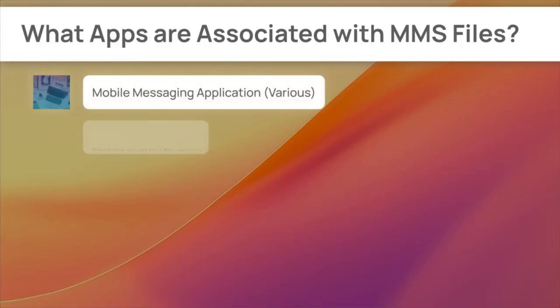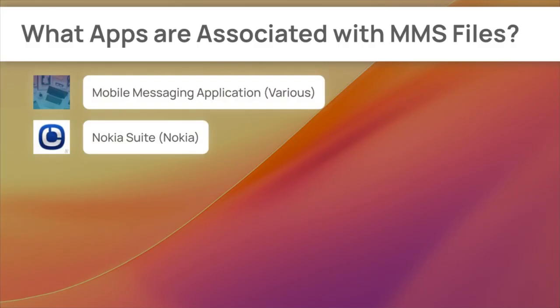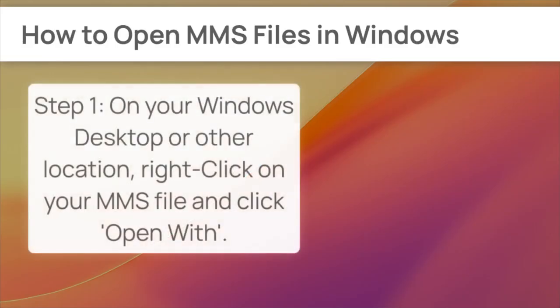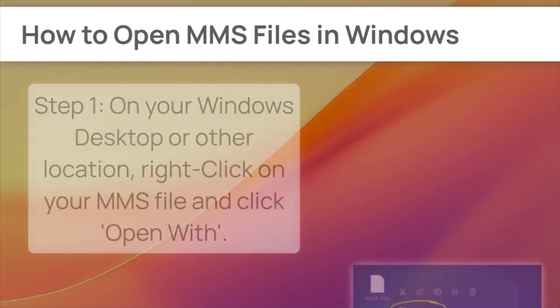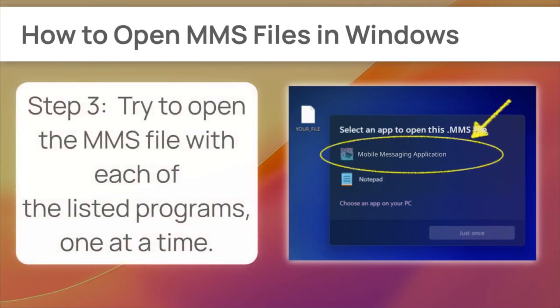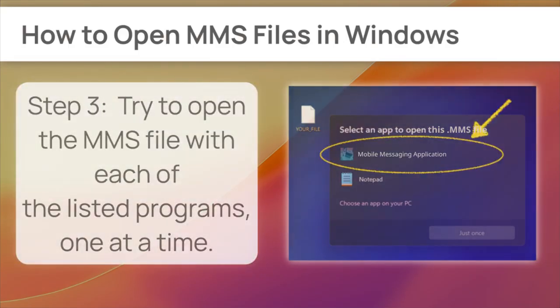To avoid file association errors with MMS, start with Mobile Messaging Application. Windows needs confirmation from specialized software for safe data access. Windows can play back video content, but shot adjustments require editing tools. Let's start the elimination process. Right-click your MMS file, then click Open With. Try Mobile Messaging Application first, and if that fails, immediately test the next application in the list.